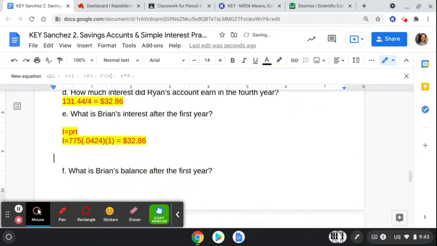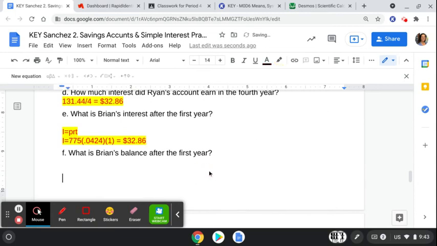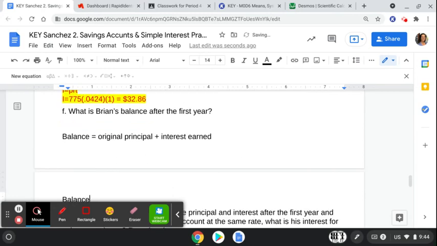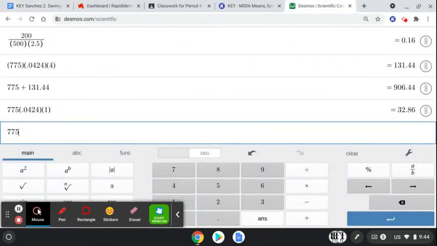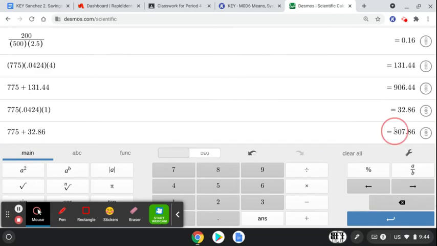Okay, so what is Brian's balance after the first year? His balance is equal to the original principal plus his interest earned, so his 775 plus 32.86. So he now has 807.86 in the account.